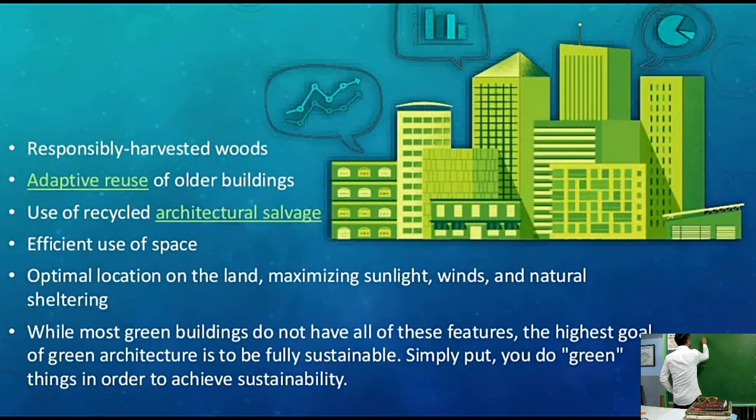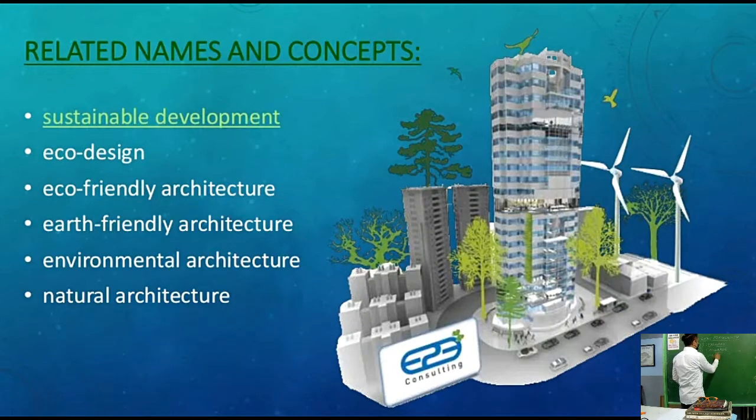Use of responsibly harvested woods, adaptive reuse of older buildings, use of recycled architectural salvage, efficient use of space, optimal location of the land, maximizing sunlight, winds, and natural sheltering. While most green buildings do not have all of these features, the highest goal of green architecture is to be fully sustainable. Simply put, you do green things in order to achieve sustainability.